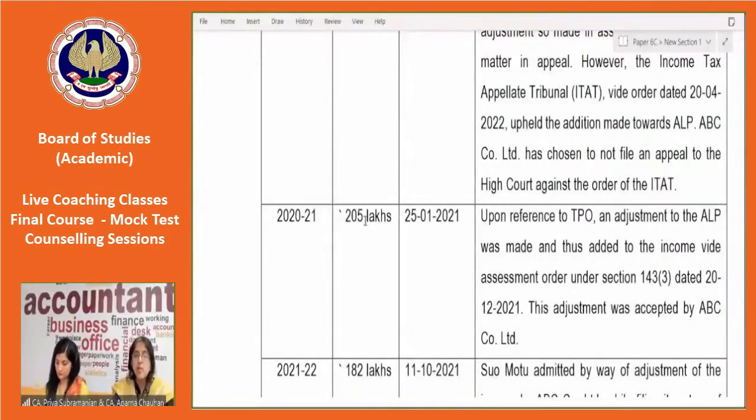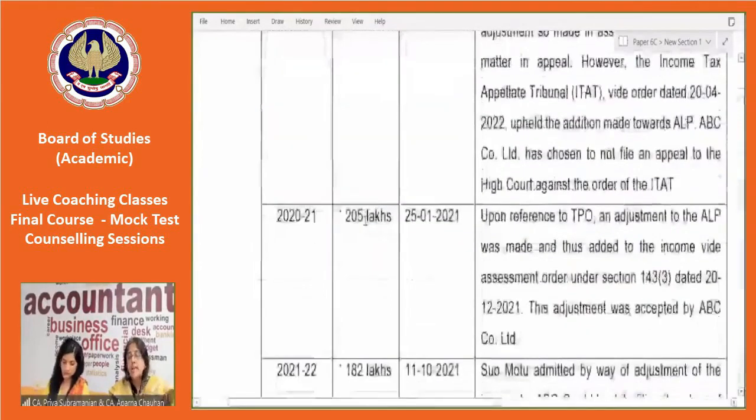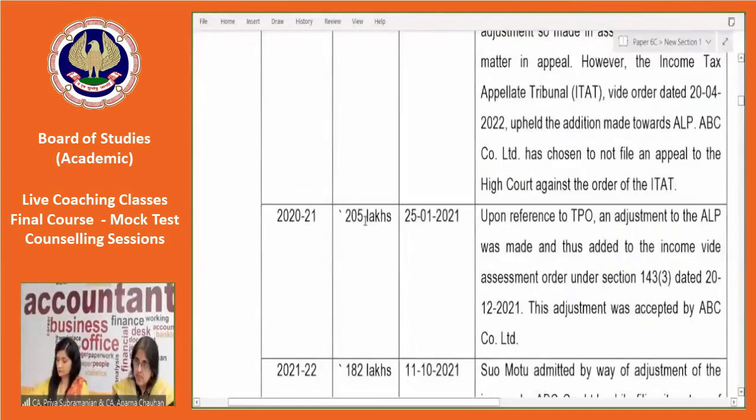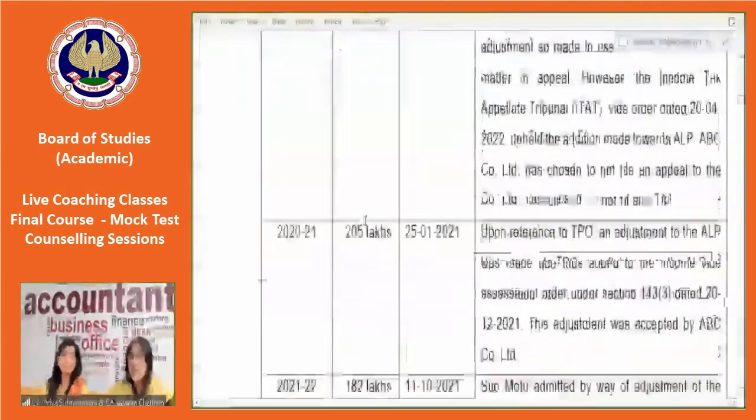21-22 it has made suo moto, 2021 it has accepted the AO order, and 1920 it has accepted as the appellate tribunal order. Once you have accepted it, then secondary adjustment is required, because in all the cases it exceeds 1 crore rupees. If it is less than 1 crore, then it is not required. But in all these cases, since it exceeds 1 crore, the secondary adjustment is required. Once you make the secondary adjustment, then you will have to repatriate the excess money. This amount has to be repatriated.